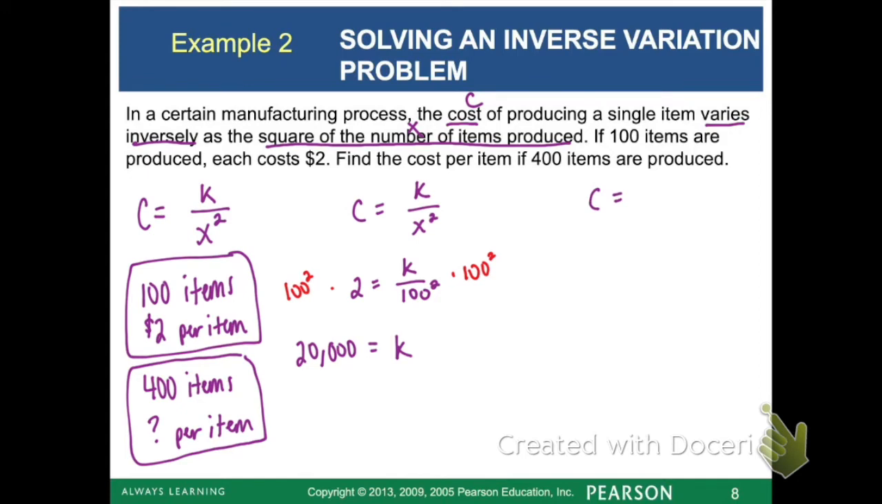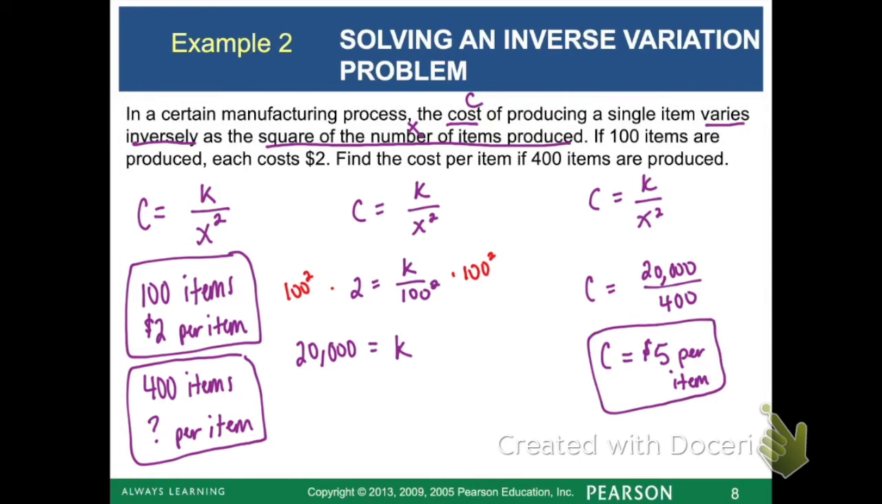Okay, so once I've got k, now I can take the 400 items and my k value, plug them back into my equation, and solve for the cost per item. So my final answer here, I get $5 per item.